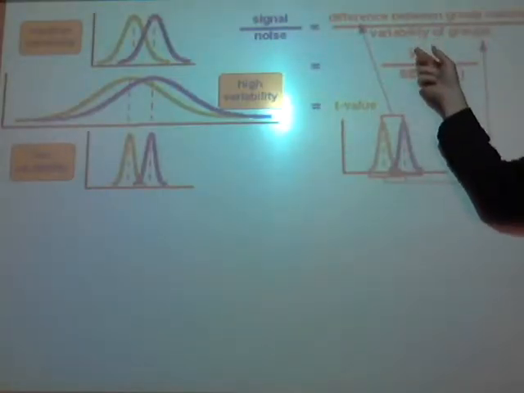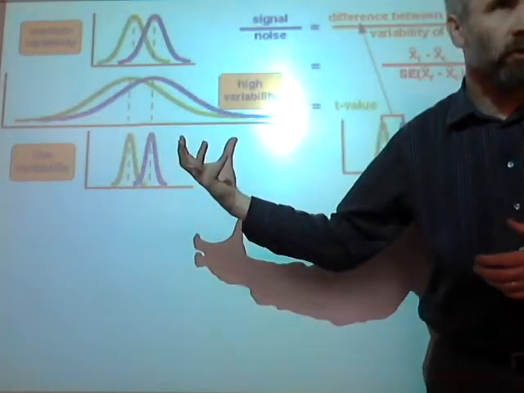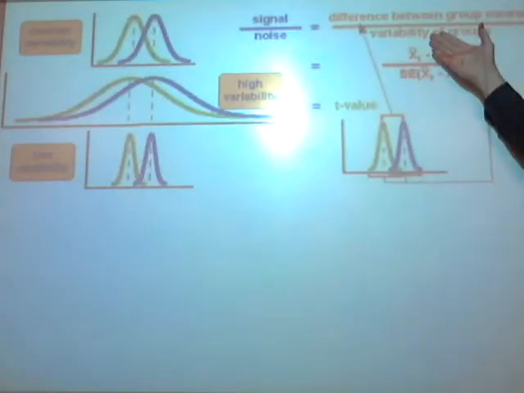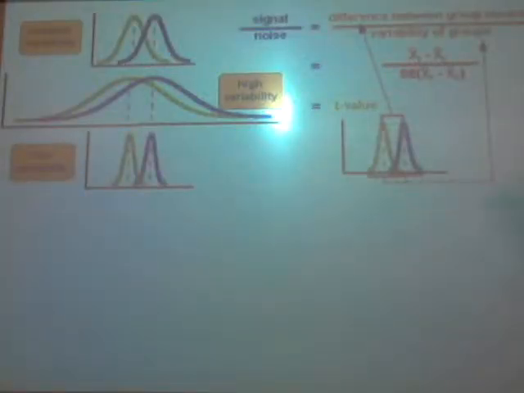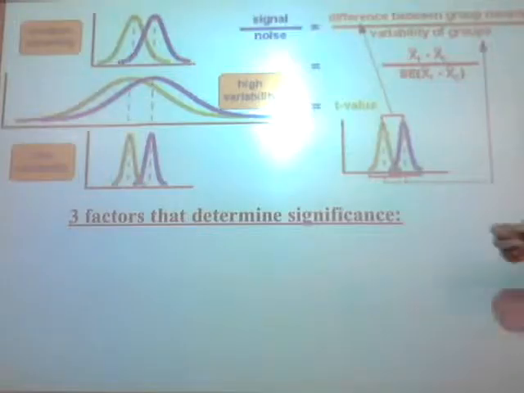Making the denominator bigger is going to make this number smaller, correct? So that's why low variability is better. The smaller the denominator, the bigger the number's going to be. And that's a good thing. So I broke it down, and this is all in the paper you're about to read. I broke it down to 3 basic factors that really affect your results.